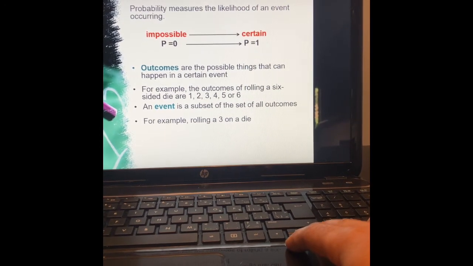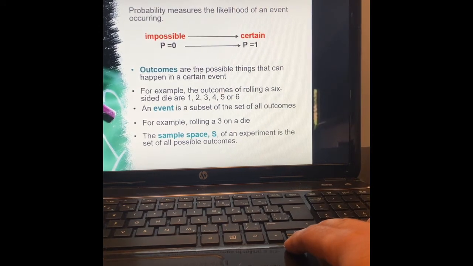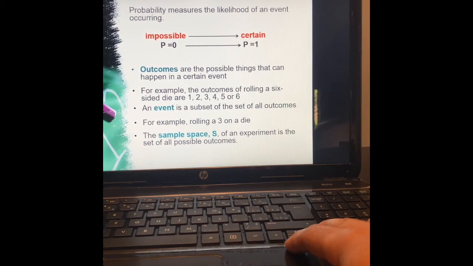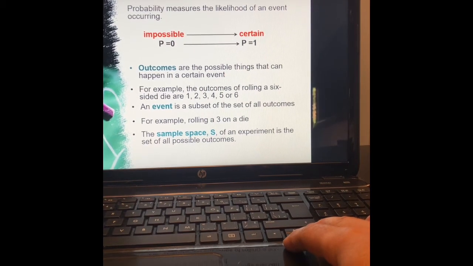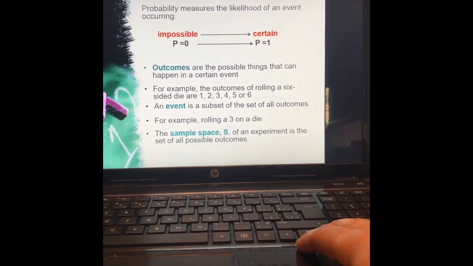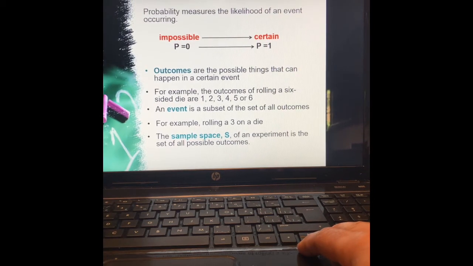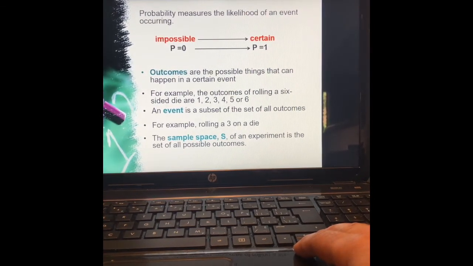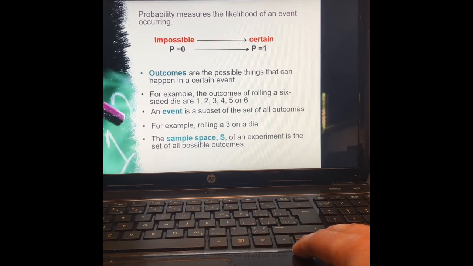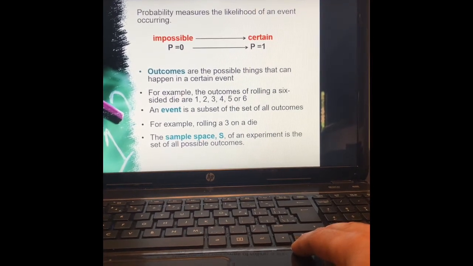So rolling a 3 on a die would be an example of another event. Sample space of an experiment is all possible outcomes. And we've seen that when we were doing Venn diagrams. So we should be somewhat familiar. So in probability, it's the event you want divided by all possible events. It's the easiest way to remember it.